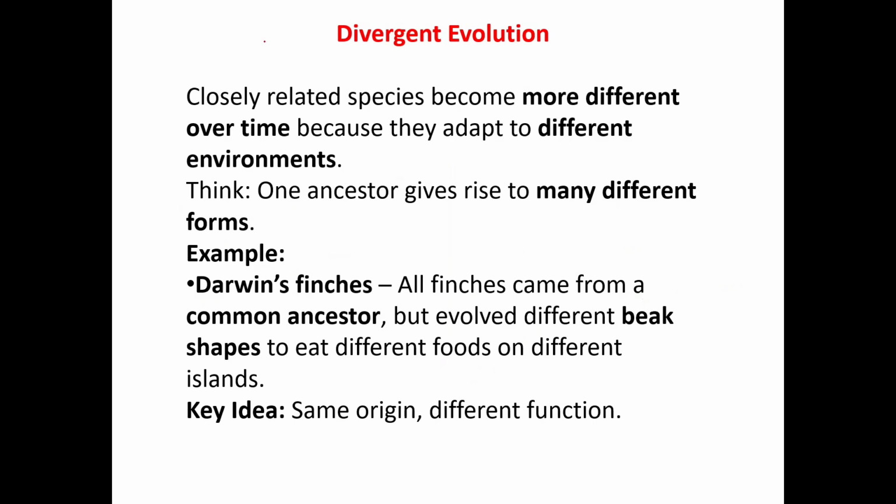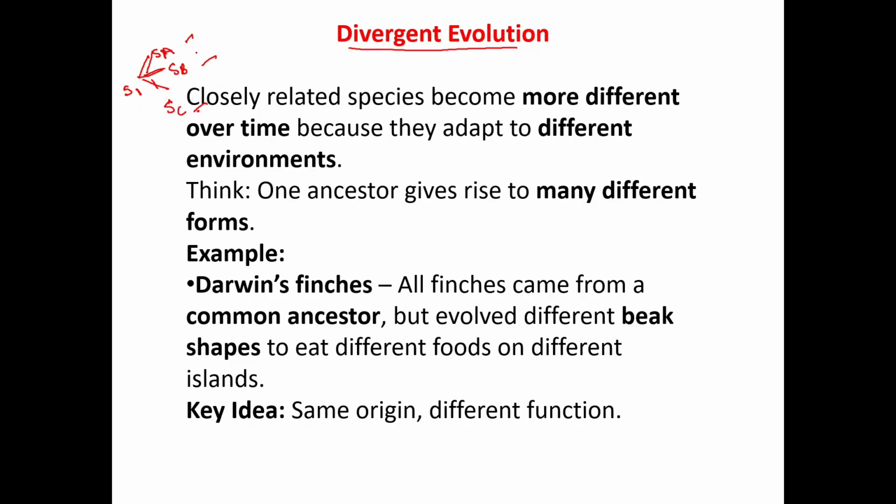The next thing is divergent evolution. Divergent evolution is when related organisms become different over time. Let's take an example: species 1 forms new species like species A, species B, species C. Why is this happening? Due to different environment, different habitat, different adaptation methods. So from one common species, they separate and form different species.